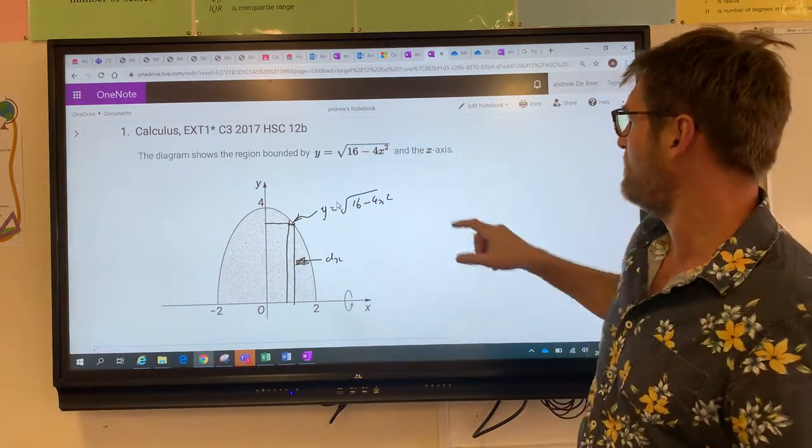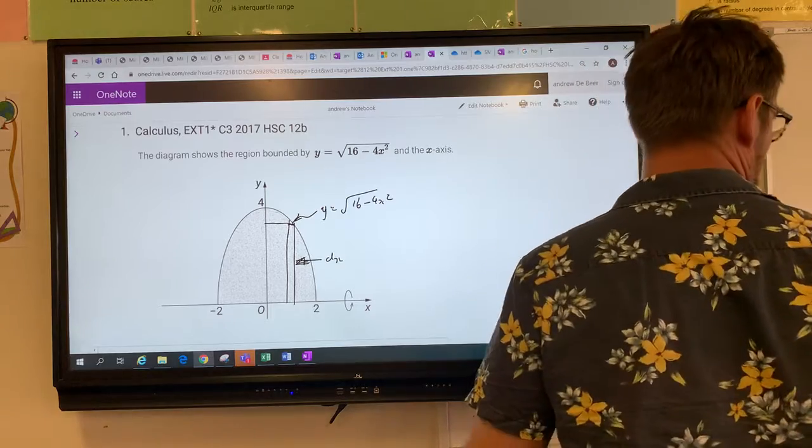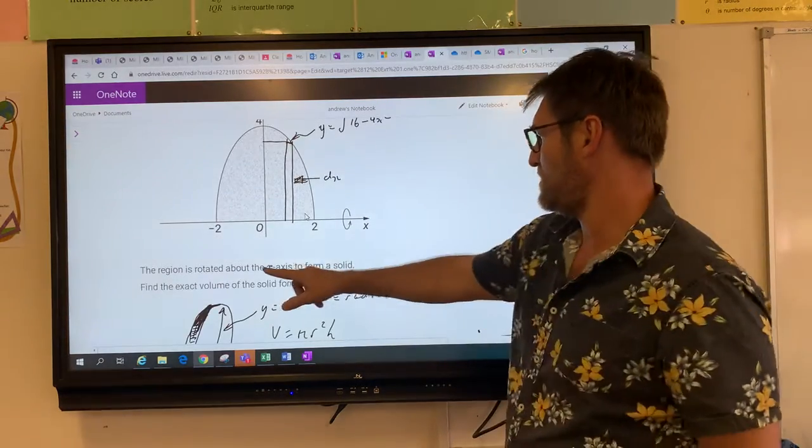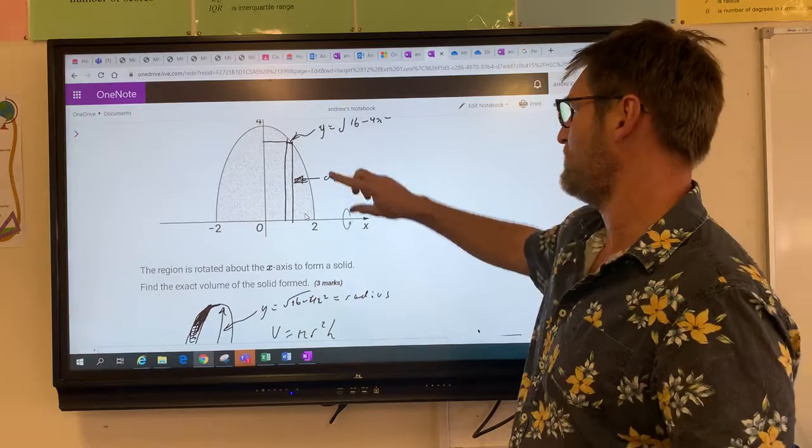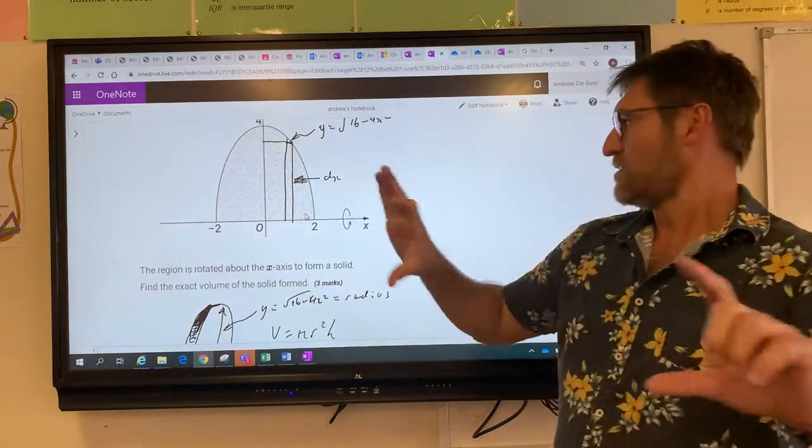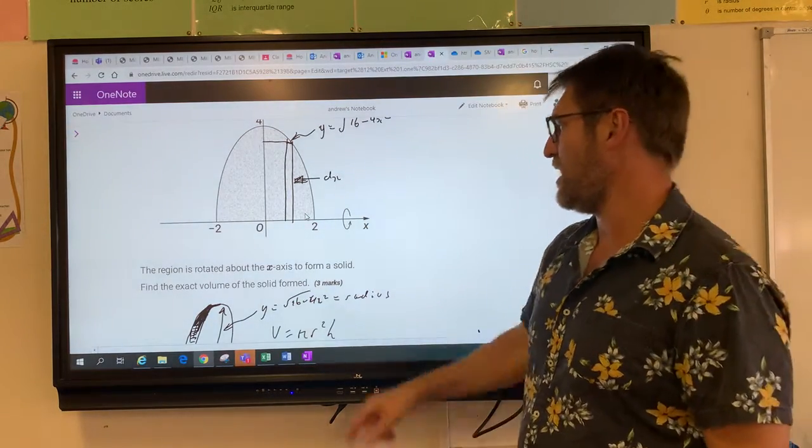The diagram shows the region bounded by the curves. Does that scroll up? No. You're asked to spin it around the x-axis and it forms a solid, sort of like a crazy pill shape. But we're going to use the same thing.